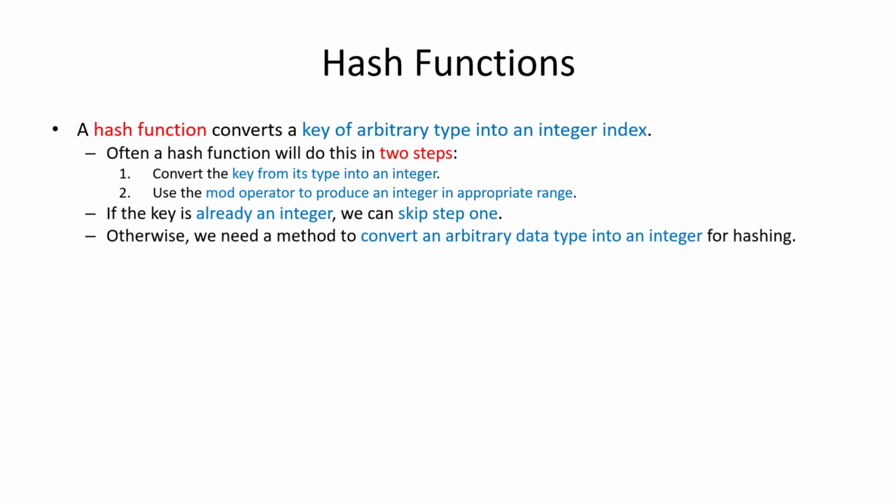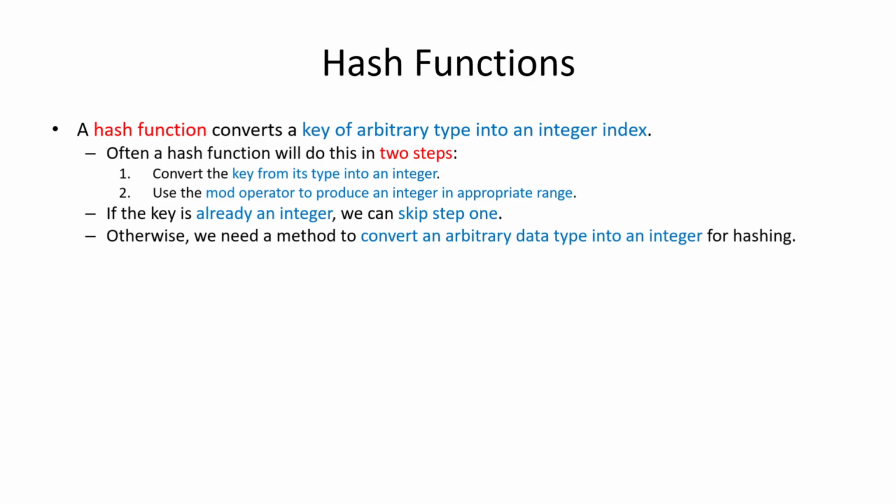The first step is focused on the arbitrary nature of the key. First of all, we don't know what type the key is that's coming in. It could be an arbitrary type. In the wishful thinking case, it's an integer. But if it's not an integer, it could be anything else, an arbitrary object of something. So we need to convert that into an integer in some way. If it's already an integer, we get to skip step one. But step one is somehow taking whatever we've got and turning it into an integer.